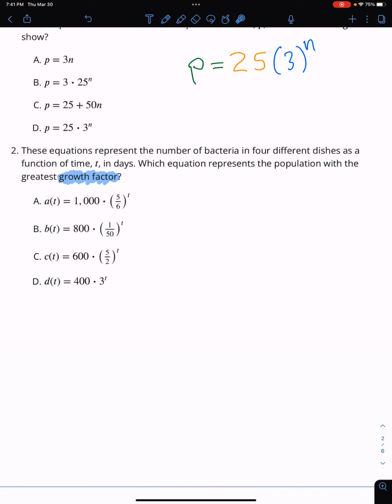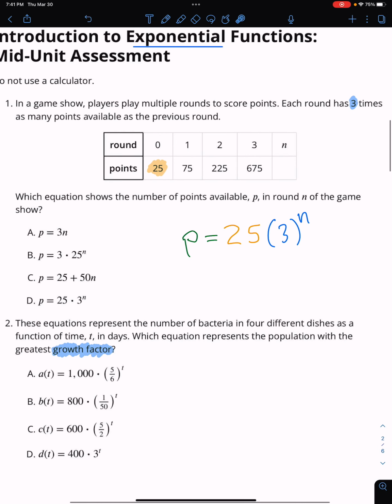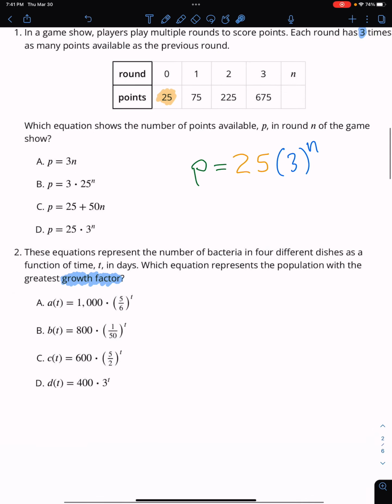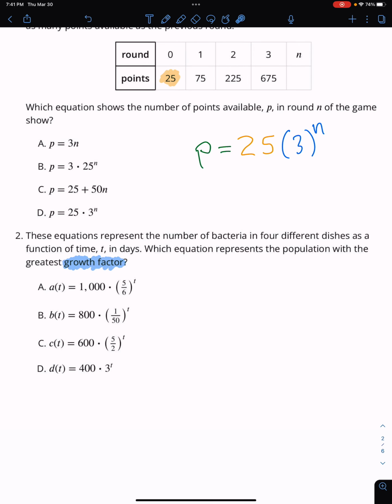So where's my growth factor? Well, that's the thing that I keep multiplying by over and over again. In question 1, it was 3. We're multiplying by 3 each time. So down here, look at this one petri dish, they're multiplying times 5/6. In this petri dish, they're multiplying by 1/50th. In this petri dish, they're multiplying by 5/2. In this petri dish, it's getting tripled every day, I guess. So look at these. Pick which one is the greatest. These are your growth factors right here.